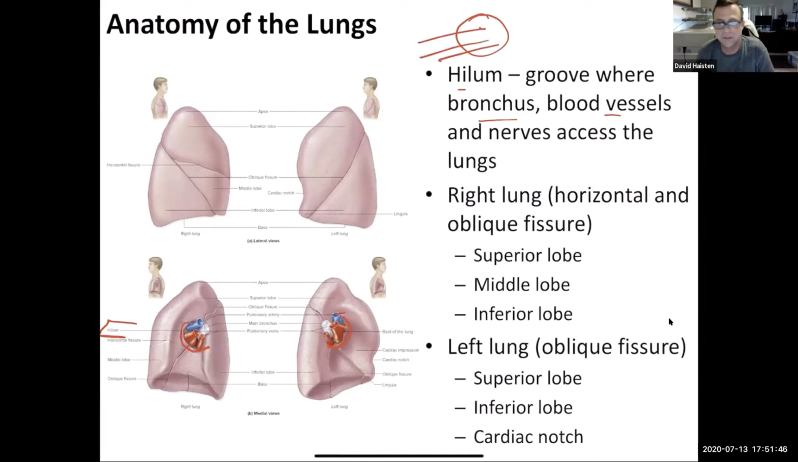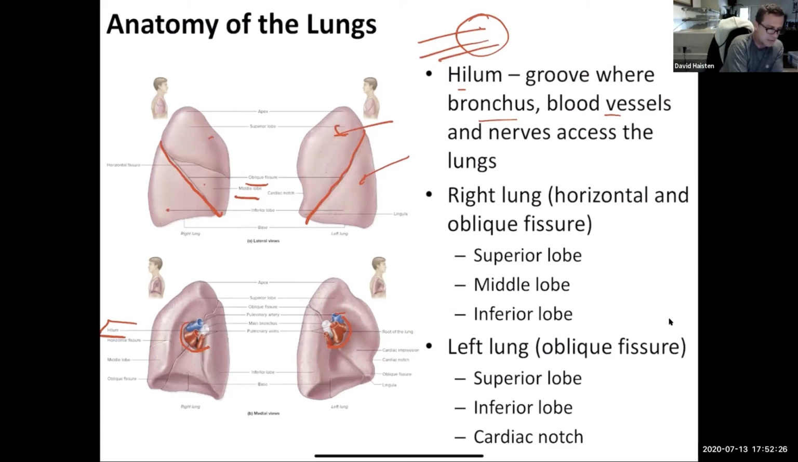Okay, you have fissures on the lungs. The lungs always have an oblique fissure. Both of them do. There it is, oblique fissure. The left lung has a superior lobe and an inferior lobe. There's only 2 lobes. The right lung has an extra lobe, or the left lung's missing one. So we have a superior lobe, an inferior lobe, and then a middle lobe in the right lung. And we have an extra fissure, the horizontal fissure.